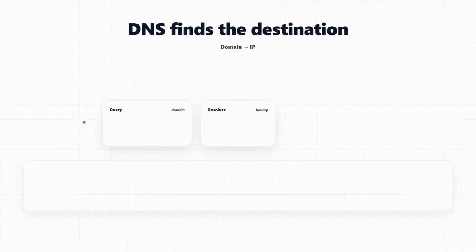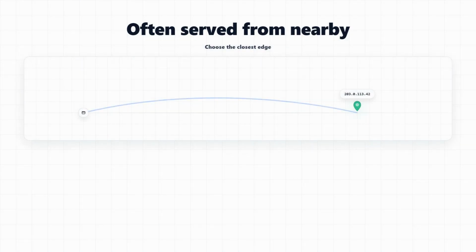Next, it needs a real network address. Computers do not connect to a name like northwind.app. They connect to an IP address. DNS works like a directory. The browser asks DNS for the IP that matches the domain and gets back an address it can actually connect to. Now, there's one more modern shortcut. Many apps are served from nearby edge locations, so instead of talking to a faraway origin server, your request is routed to a closer node to reduce latency and speed things up.